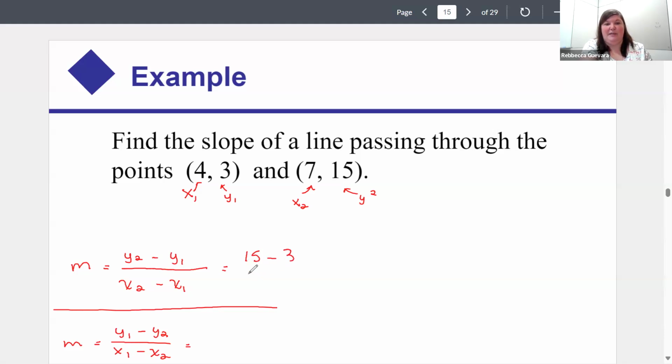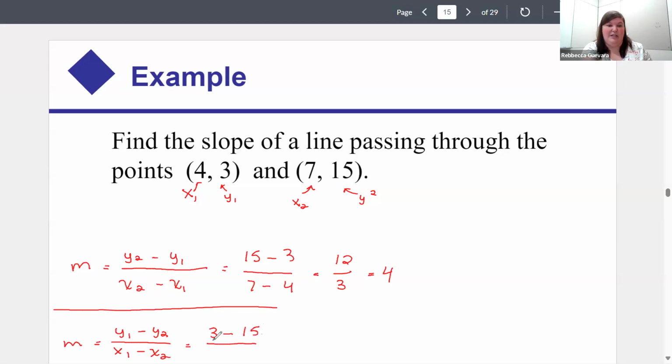So we're going to have 15 minus 3. Then x2 was the 7, and then x1 is the 4. So you're going to have 12 on top, 3 on the bottom. Your slope is 4.